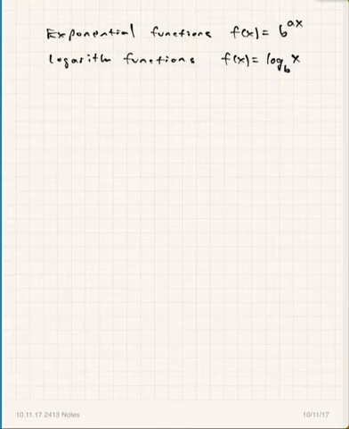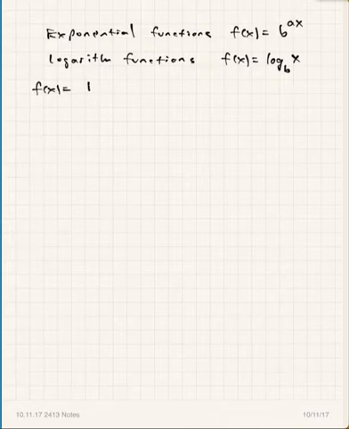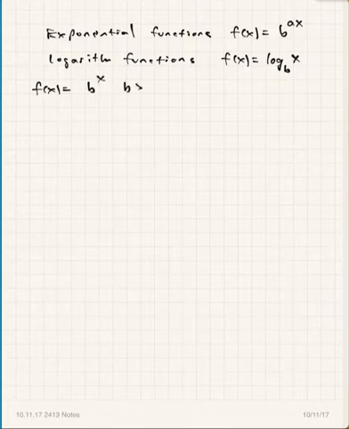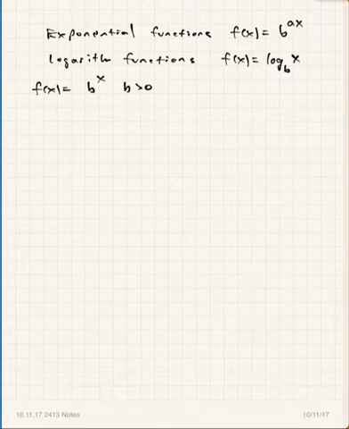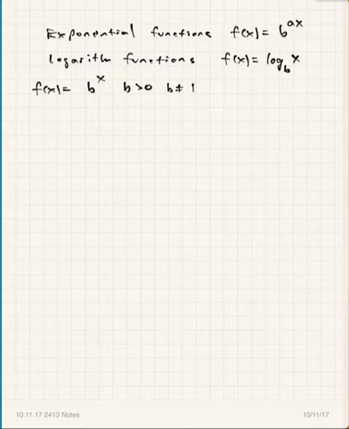Now the base for an exponential function, f of x equals b raised to the x power, has some restrictions on it. It must be greater than 0. The base has to be positive, and the base cannot be equal to 1. You wouldn't have an exponential function if the base was 1.